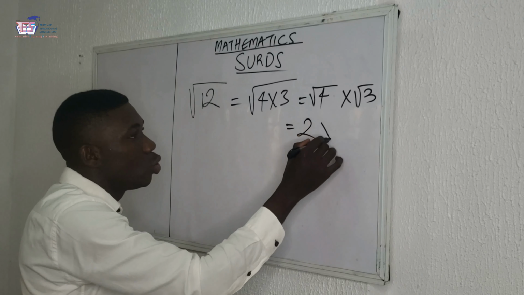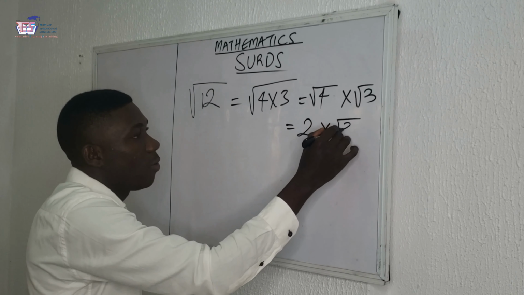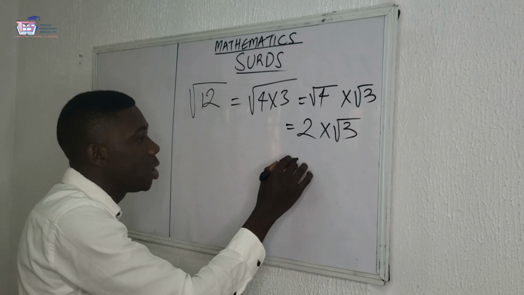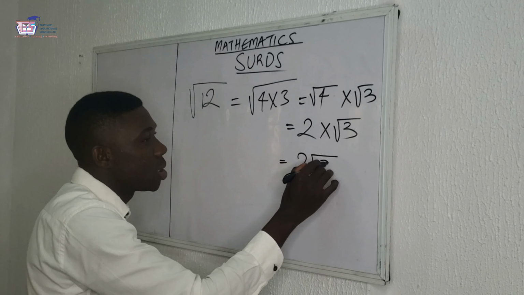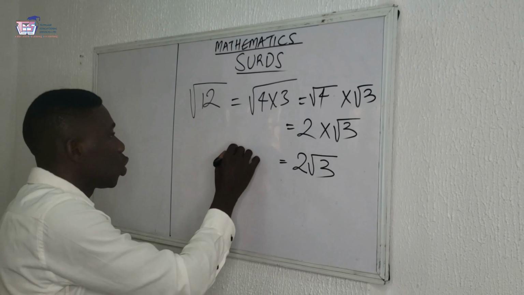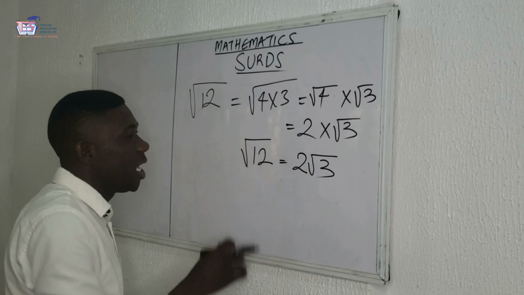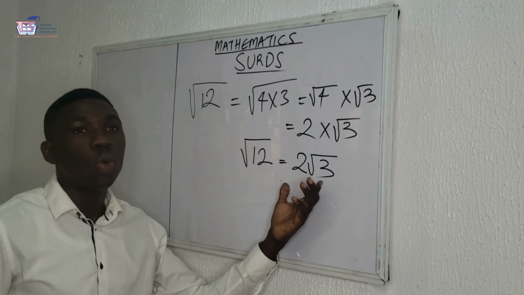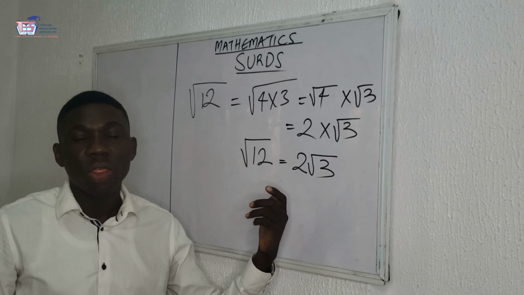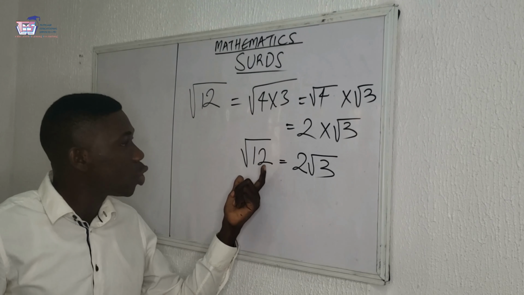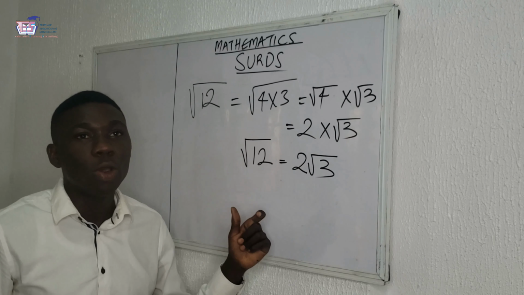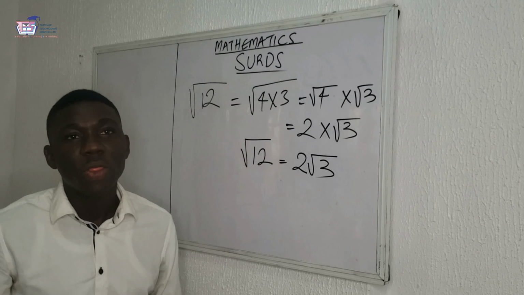It becomes 2 times square root of 3. Then our answer will be 2 root 3. That is, square root of 12 in surd form is equal to 2 root 3.